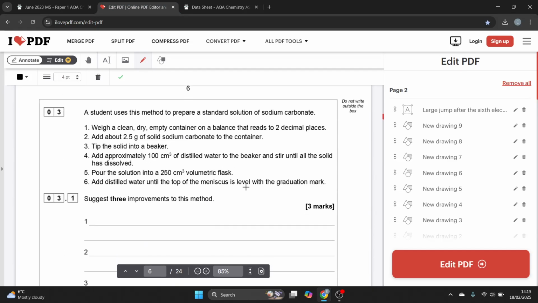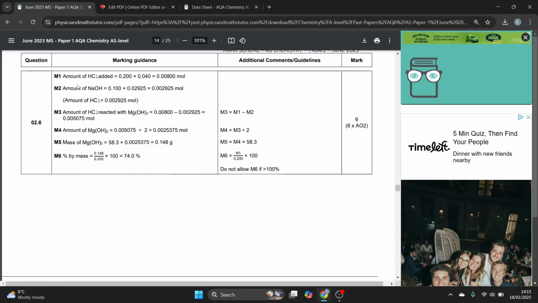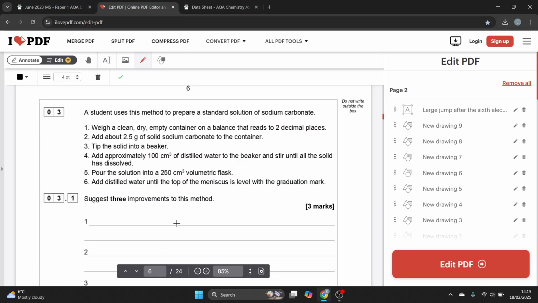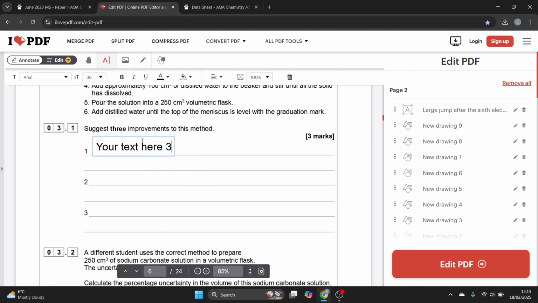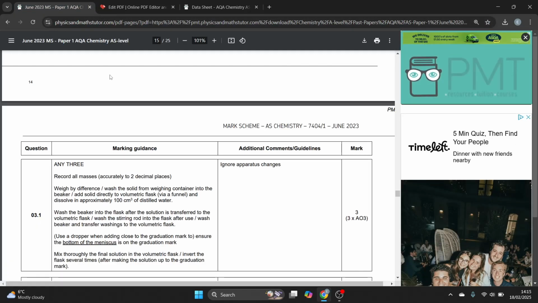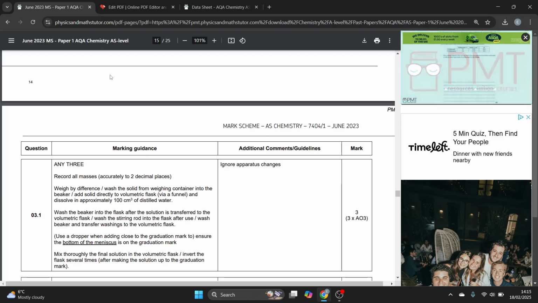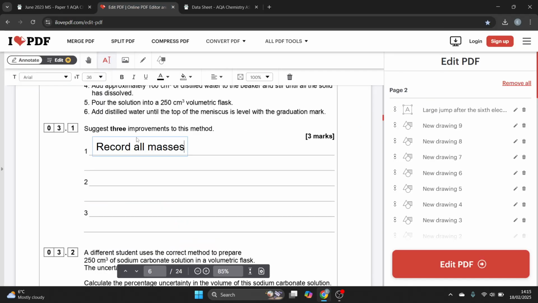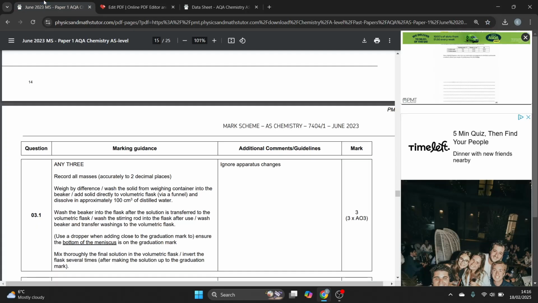And question 3, suggest 3 improvements to this method. So this is one really. First things first, record all masses accurately to 2 decimal places. Invert the flask several times. And what's another one?